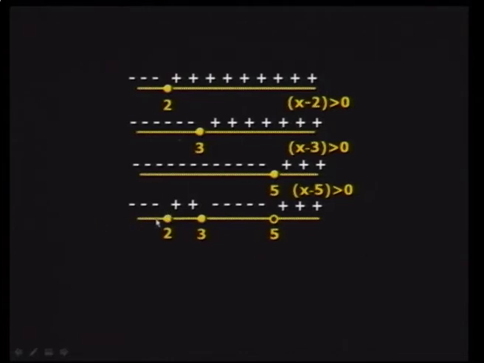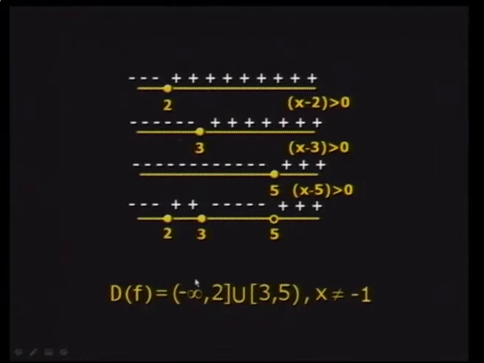So it's from minus infinity to 2. And then from 3 to 5. And we exclude 5 because we divided by 5. And so the domain is the closed interval from minus infinity to 2, with the union with the closed and open interval from 3 to 5, excluding x equal to minus 1 because we divided by x plus modulus x plus 1.